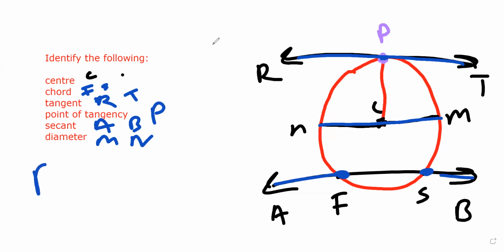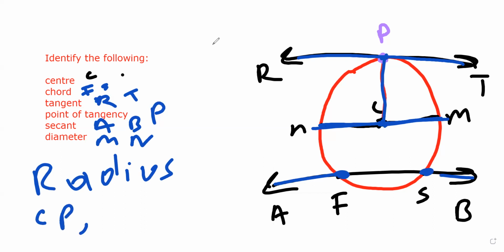Oh, there's one more that we want to look at. What is the radius? Now, the radius could be any one of these three. It could be CB or CM or CN. So we could say CP or CN, or we could say CM. And so there you go, just identifying the different parts of the circle.